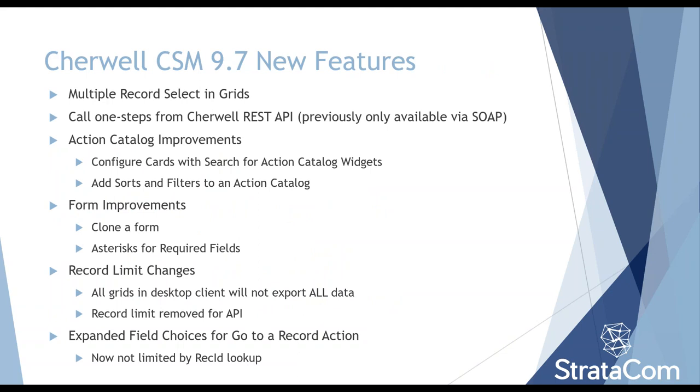All right, so Cherwell CSM 9.7, some new features in here. If you're thinking about upgrading, why do I want to upgrade? Cherwell generally supports two versions back. So, 10 is coming out, so they'll support version 10, version 9, and from what I've heard, even version 8. So if you're on something pre-version 8 and 10 comes out, you'll technically be out of support, but I don't really know what that means. I'm guessing if you're on 4.6 and have an issue and you call, they're still going to help you.